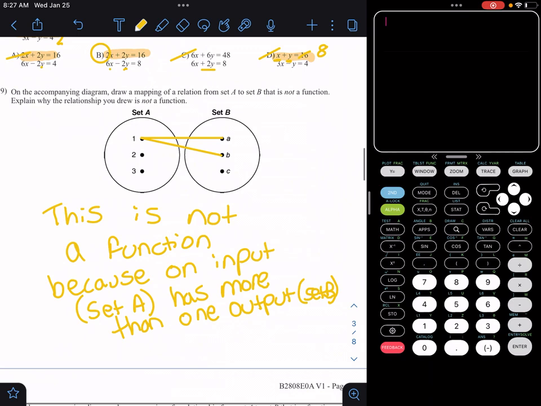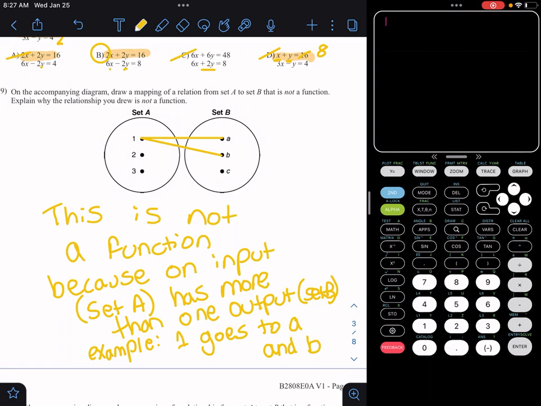That is not a function because, example, one goes to A and B. No good. I shouldn't type code number 1 in on a vending machine and have 2 things come out. That's not good. All right.